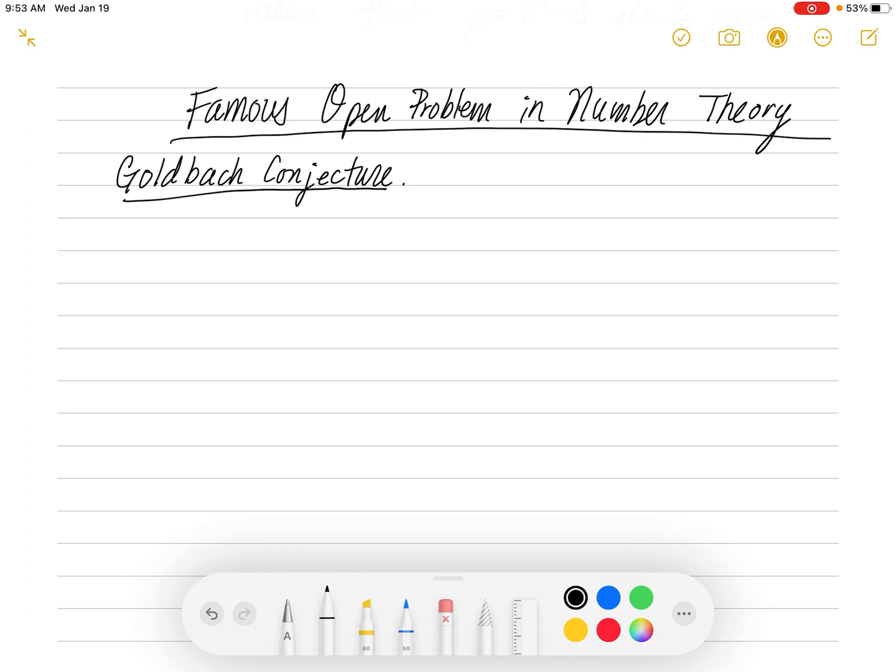It says this. So we don't know if it's true or false. Every even integer n greater than 2 is the sum of two primes.